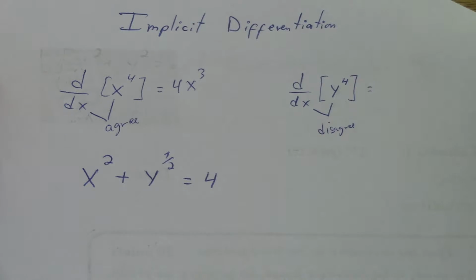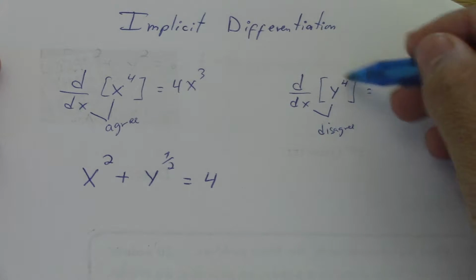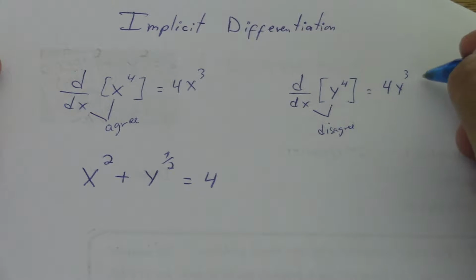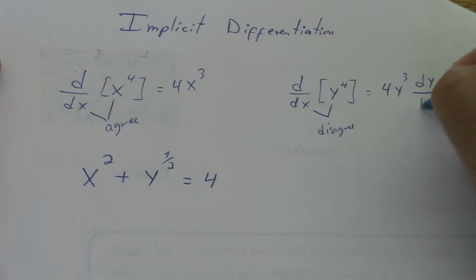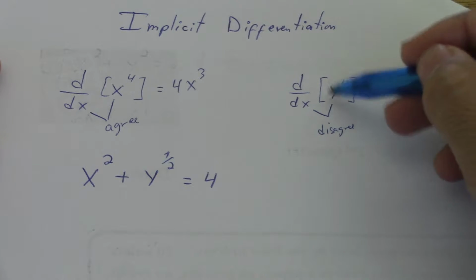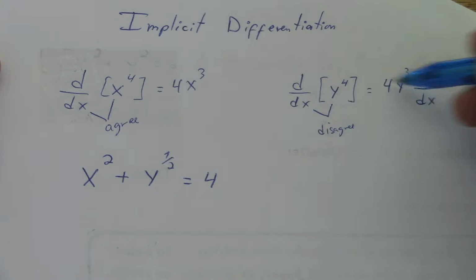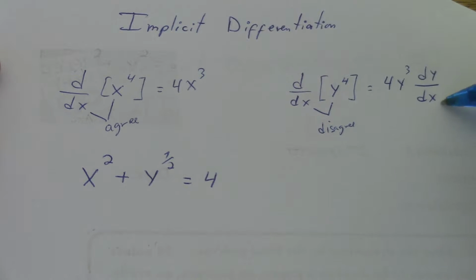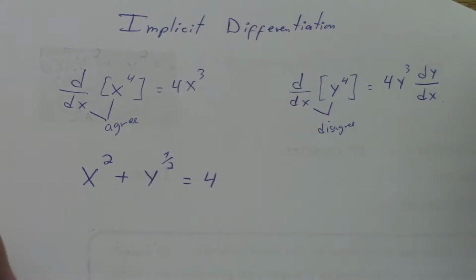But when the variables disagree, we need to use the chain rule, because we find the derivative of this one, 4y to the third, times dy/dx. Okay, the derivative of y to the fourth, and then the derivative of y. The derivative of y is dy/dx.